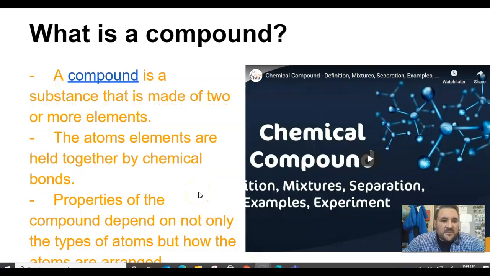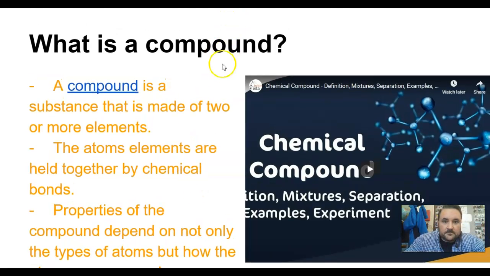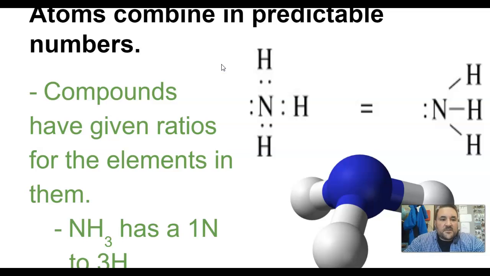A compound is a substance that is made of two or more elements. They must be chemically bonded together. The properties of that compound do not only depend on the number of atoms, but how those atoms are arranged and what type of atoms they are. So we can predict how they will bond and arrange themselves based on their valence electrons. Now, in the last chapter, we talked about valence electrons as being the outer shell electrons. Those are the ones that are going to be involved in this.